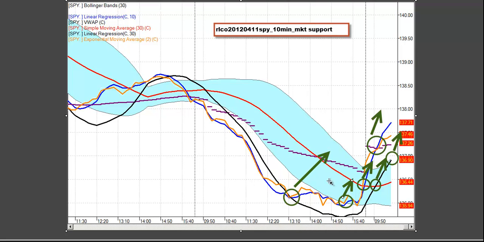Now at the same time that was happening, I'm going to look at symbol SPY on the same day, April 11th. Now I'm looking at a 10-minute chart rather than a 3-minute chart, and I'm interested in market support. In other words, I want to be long the small caps, and I'm hoping to see SPY also moving up. So this is looking back 2 days, and I want to see what's going on here.